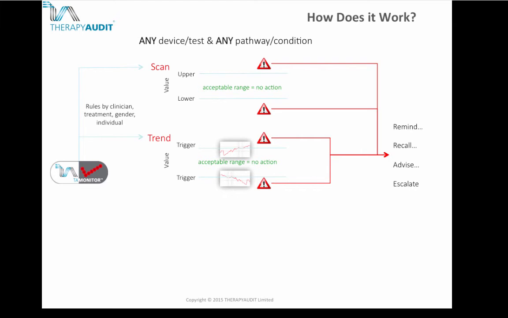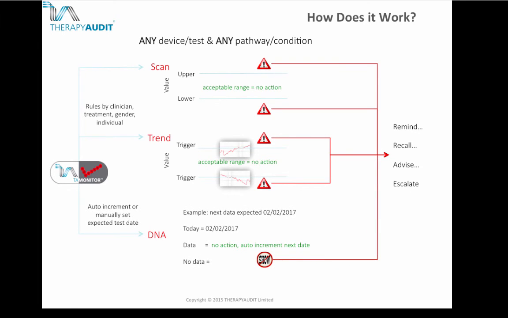Trending looks at cumulative data over time and identifies deteriorating trends in data according to trending rules set up by clinicians. Identifying deteriorating trends early clearly has the potential to avoid inconvenience to the patient and the expense of unnecessary hospitalization. The identification of DNAs is especially important when patients are expected to go for blood testing in the community.